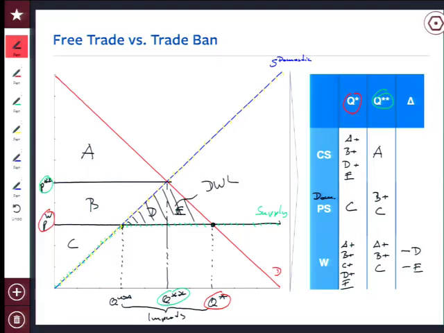Who wins, who loses? Consumers. They had A, B, D, and E. They lose B, they lose D, they lose E. Who wins? Domestic producers. So who likes import bans? Domestic producers. Talk to a sugar farmer in the U.S. Do they really like the U.S.'s sugar policy of no imports of sugar in significant quantity from anywhere in the world? They love it, right?